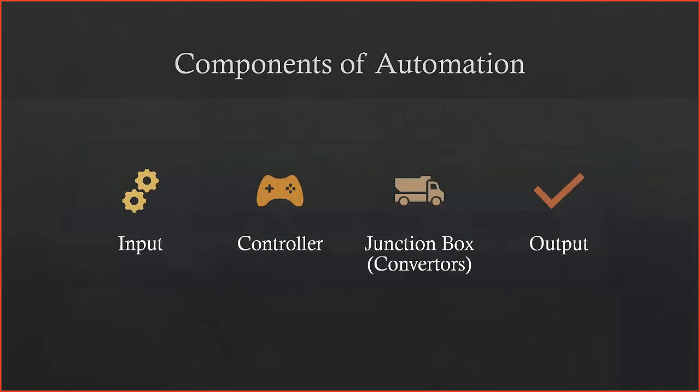There are some components of automation, which are inputs, controllers, junction box, which is sometimes called converters, and output.